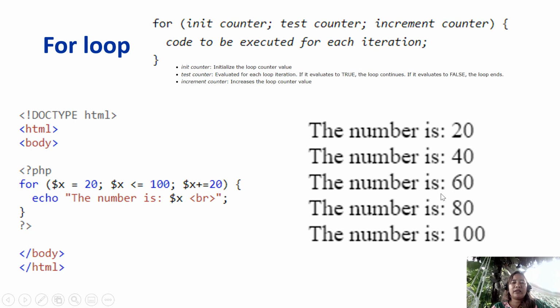It displays the number is 60. Increase it by 20 again, it becomes 80. 80 is less than or equal to 100, so it's still true. It displays the number is 80. And then increase again the value of x by 20, it becomes 100. 100 is less than or equal to 100. Of course, if you remove the equal sign here, it will now be false at this point, but since it is less than or equal to, it will still perform the statement one more time, so the output is 100. And then increase it by 20, it becomes 120. This will make it false. So that's it, that's your output for this for statement.